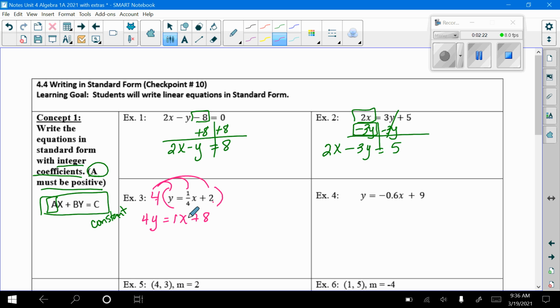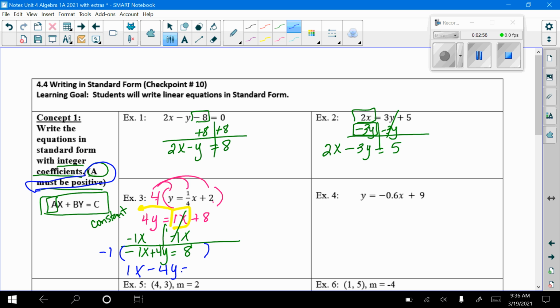Now I need to move my x to the other side. So I'm going to put a little underline highlight. I need to put this guy to the other side. So I'm going to take away 1x, take away 1x. Now I'm almost there, but I have a negative 1x plus 4y equals 8. My rule says that A must be positive. So A is not positive, so I need to multiply by negative 1. Now I'm going to have positive 1x minus 4y equals negative 8, because it goes to every piece of the puzzle.